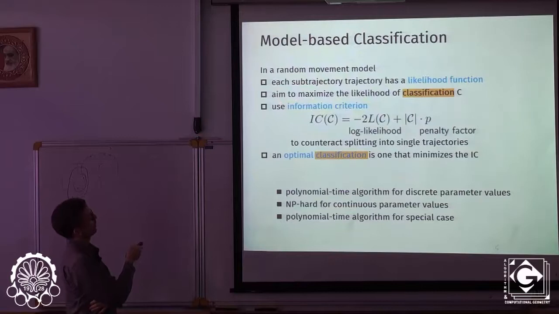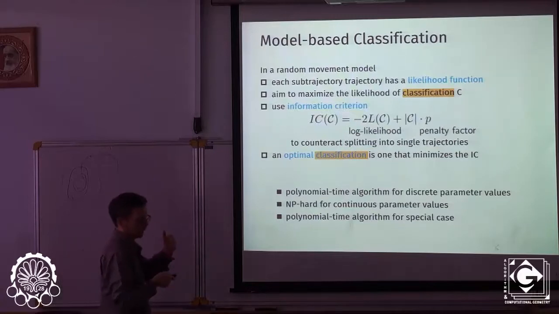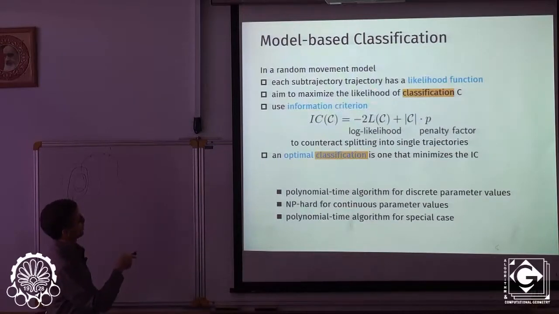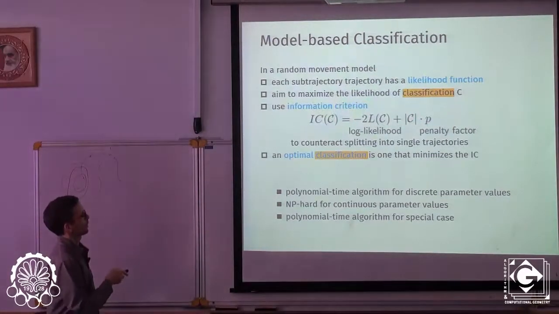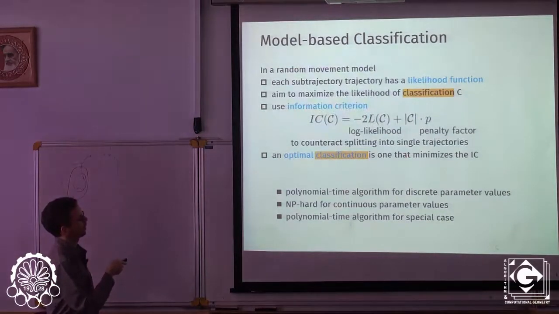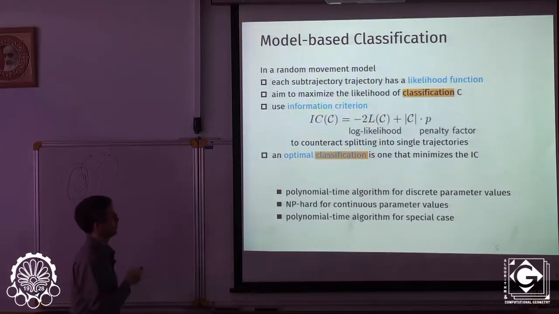Now we want to not maximize the likelihood of a segmentation, but the likelihood of the classification. Classification is a terminology that biologists like to use here. In terms of data analysis tasks, this is more clustering. So we want to maximize the likelihood of a classification, again using log likelihoods and a penalty factor, but now this is not the number of segments, but the number of different classes that we are using. And then an optimal classification is a classification that minimizes this information criterion.